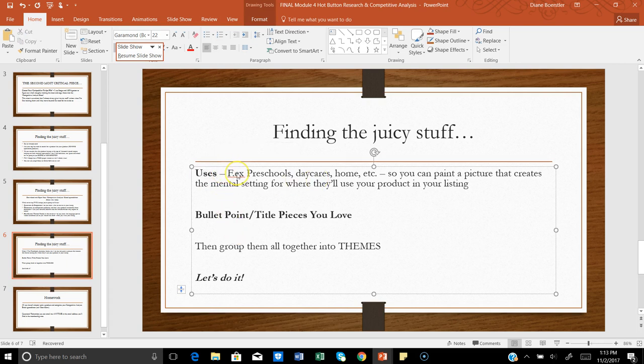And by the way, even if people don't say they're using it for that on a different listing, if you know you can position it to be used in a preschool or daycare because it's commercial grade, or used in an office because it's office grade, you can do that. You can still mention that. But if it's an individual use, not a business use, mention the individual uses. And then bullet point and title pieces you love, right?